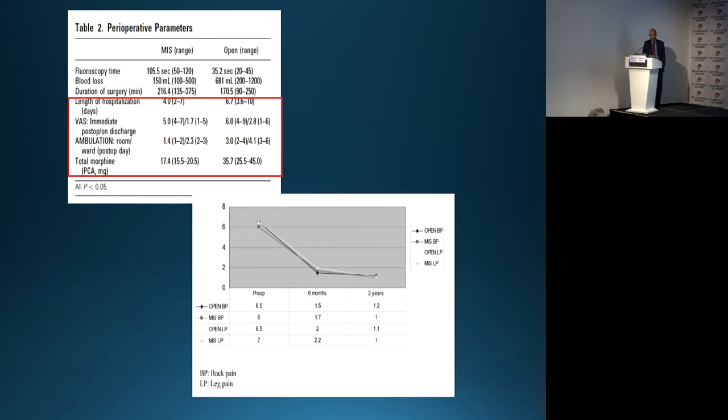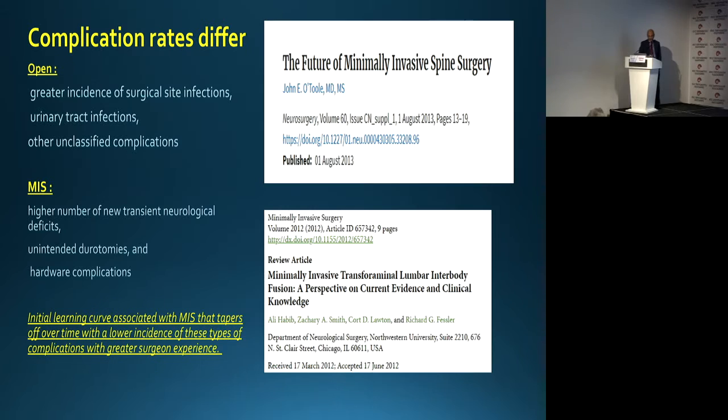Then another prospective study from 2009, 29 MIS TLIF, 29 open TLIF, 24 months follow-up, basically showing that hospitalization, VAS, ambulation, morphine requirement, all that was much better in MIS. The problem that we had was fluoroscopy time. That was significant, and that needs to come down, and that gets better with the learning curve, clearly. Blood loss, infection, all that was much better with MIS.